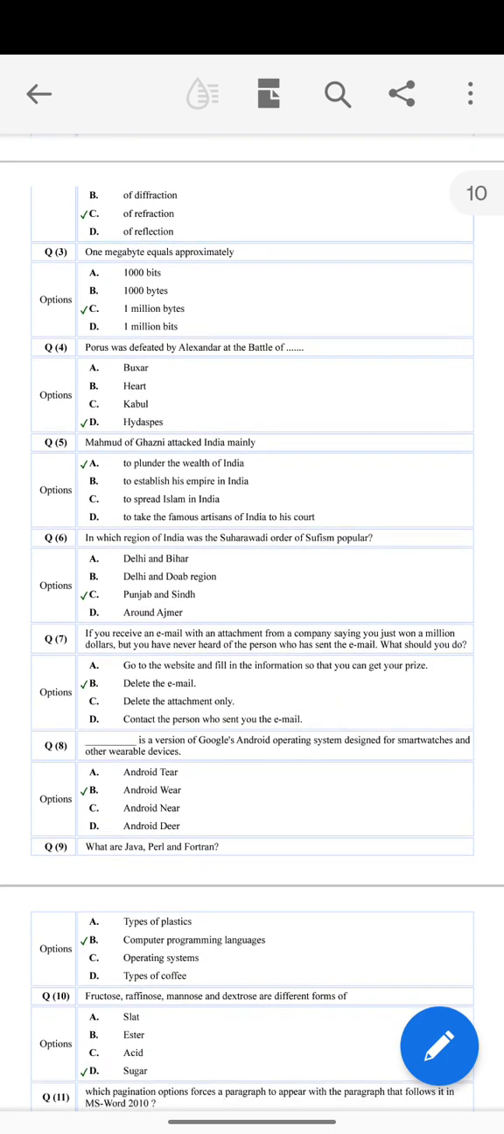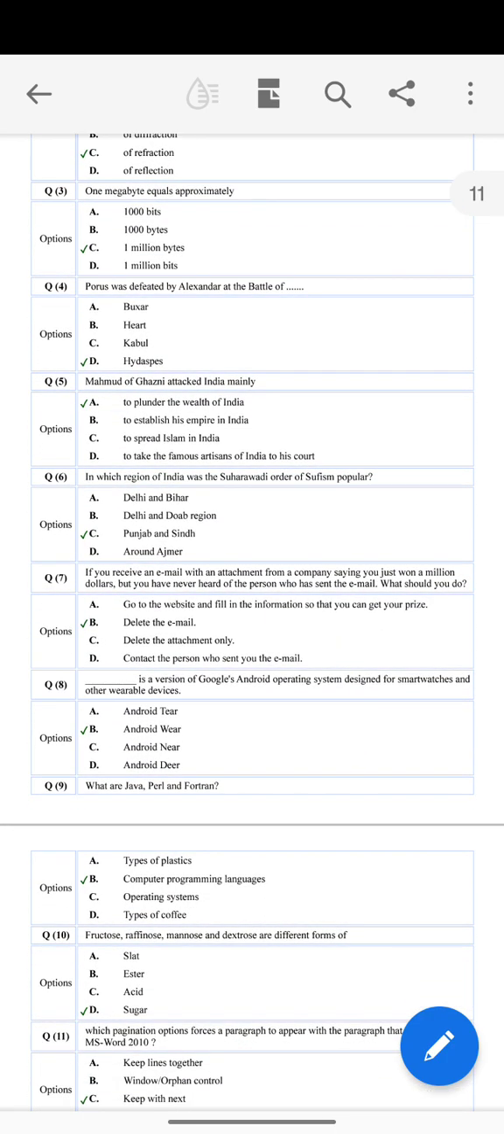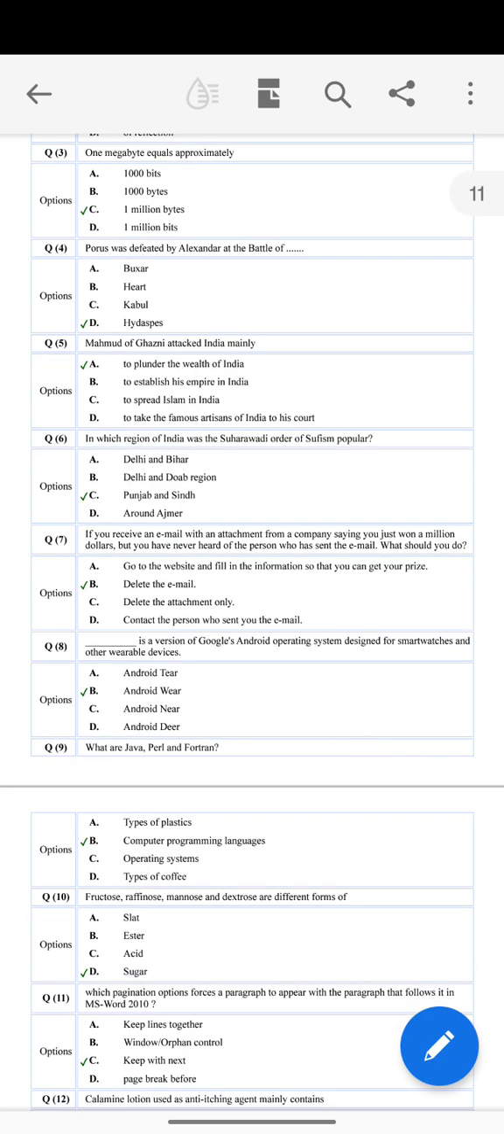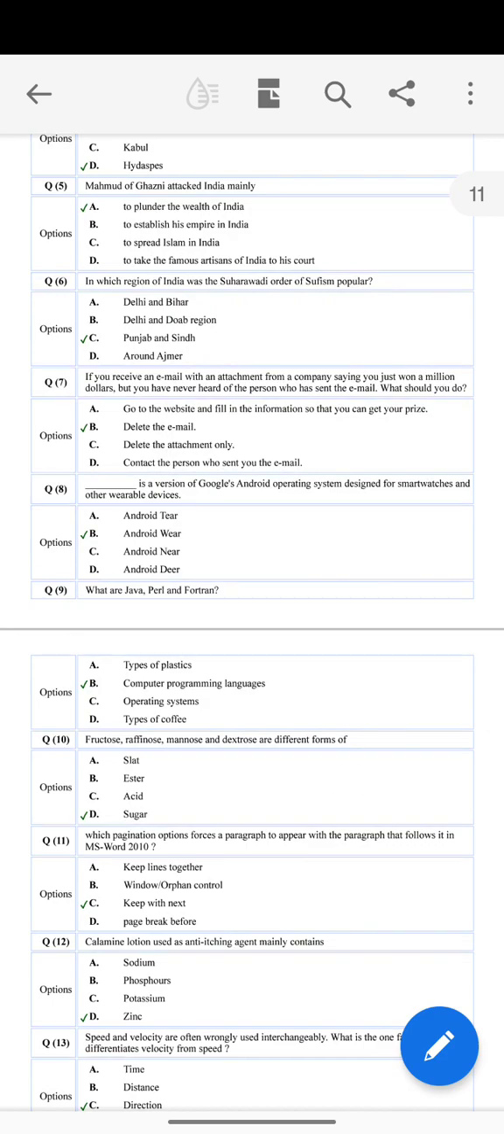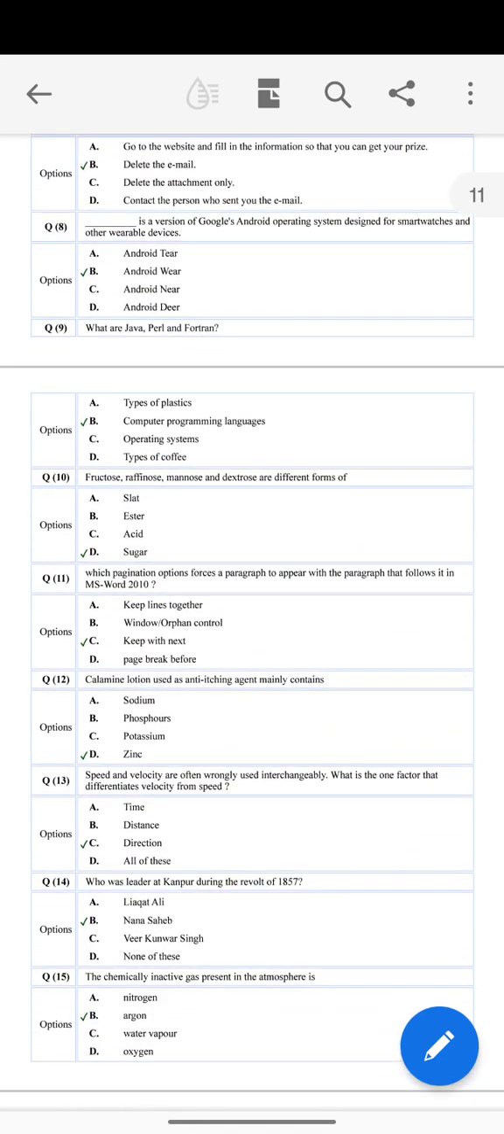When we move forward, such kinds of questions are asked to you, like "In which region of India was the Suhrawardi order of Sufism popular?" Again, a general knowledge question. I am not dividing these general knowledge questions into history, polity or geography subjects.